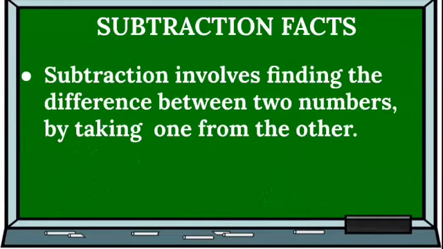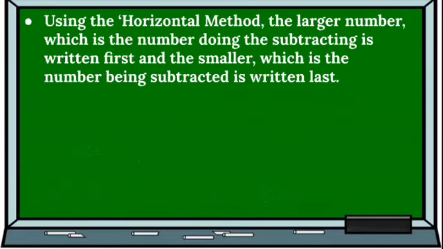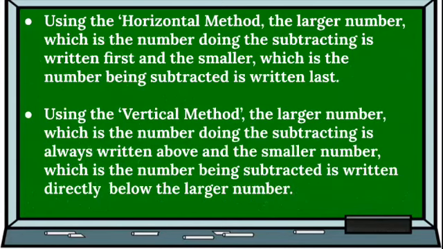Subtraction involves finding the difference between two numbers by taking one from the other. Using the horizontal method, the larger number, which is the number doing the subtracting, is written first, and the smaller, which is the number being subtracted, is written last. Using the vertical method, the larger number, which is again the number doing the subtracting, is always written above, and the smaller number, which is the number being subtracted, is written directly below the larger number.